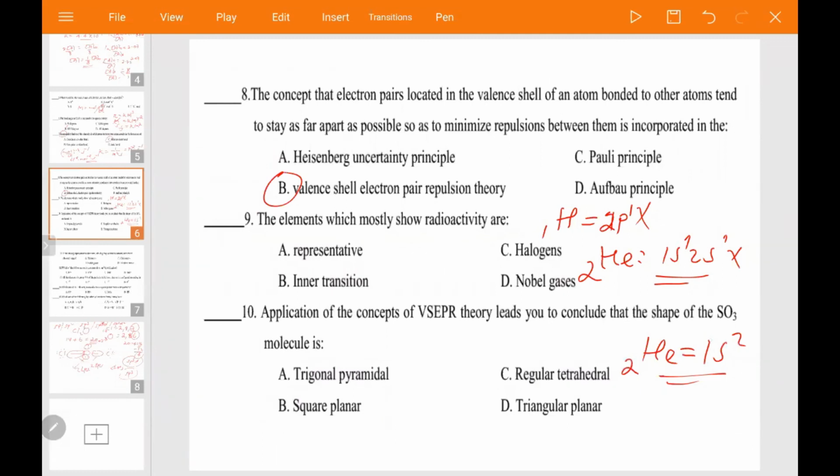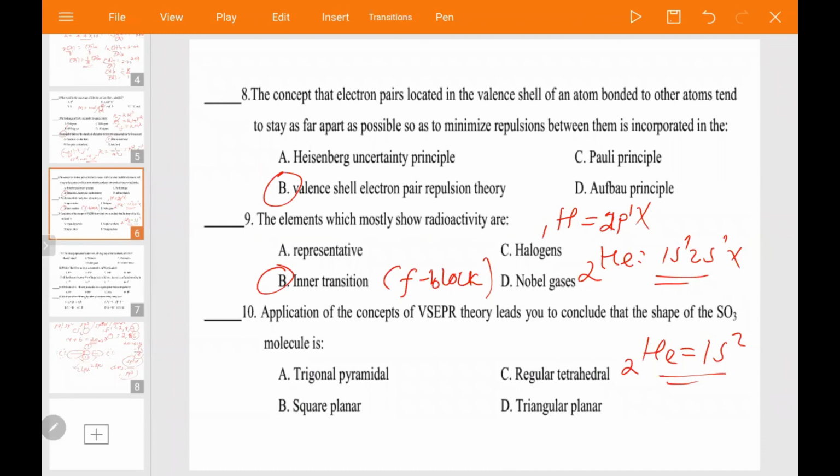Okay, the elements which mostly show radioactivity. Which group of the periodic table mostly contains the radioactive elements? Inner transition. Inner transitions, are they D block, F block, P block, or S block? Inner transition means D. Inner transition, yeah, F block. Inner transition F no.